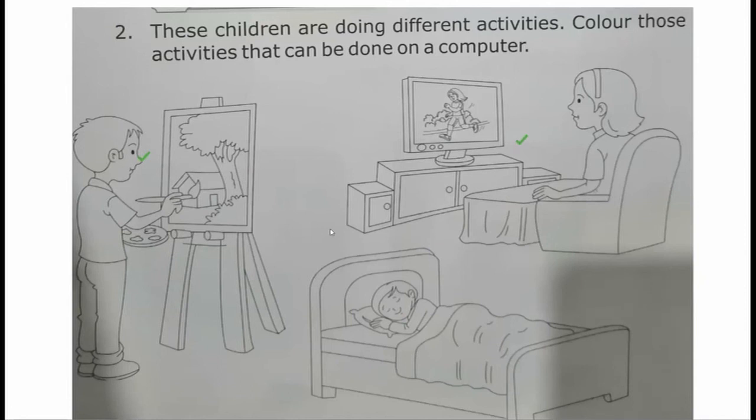What about this activity? A boy is sleeping here. Can we sleep on a computer? No, right? So this is wrong. So you cannot color this picture. So please don't color this third picture. Only color the first two pictures. These two activities a computer can do. Okay, you understood? Yes. We have finished our second chapter also.